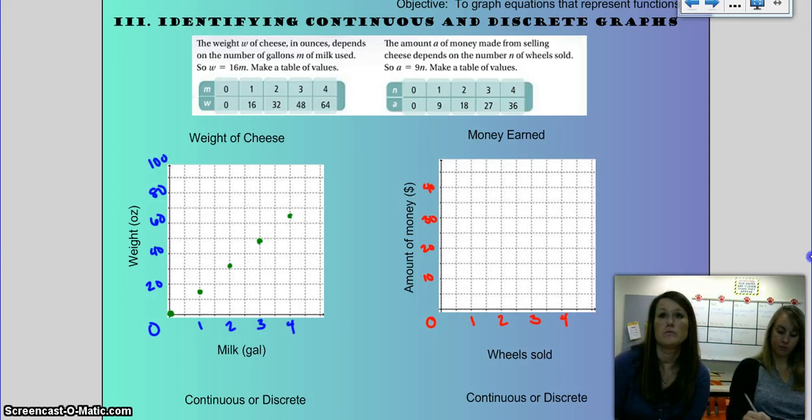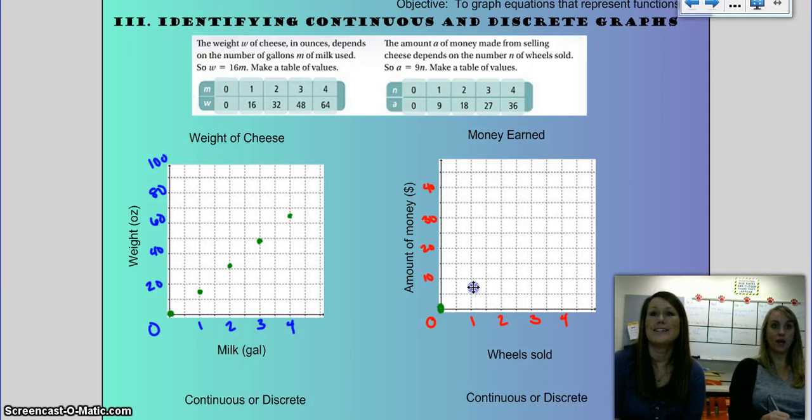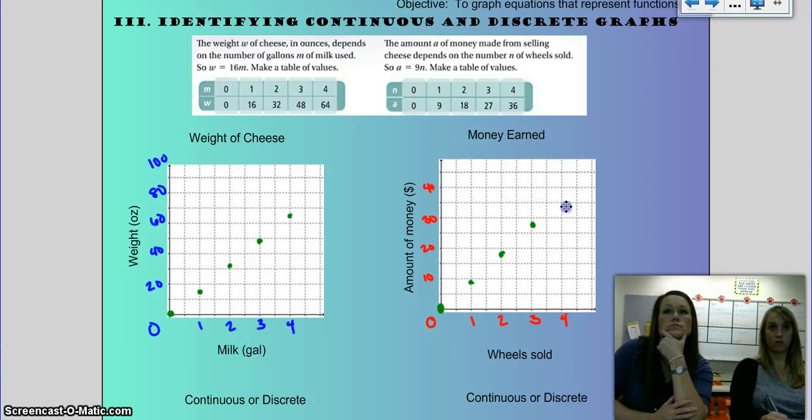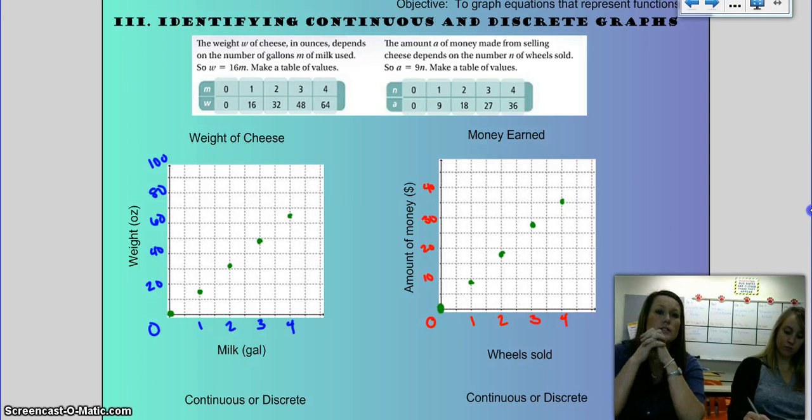Right. Okay. All right, so 0, 0. Easy. 1, 9. 2, 18. Yeah. 3, 27, almost to 30. Okay. And then 4, 36. Right there. All right. So now we need to decide, are we going to connect or not?